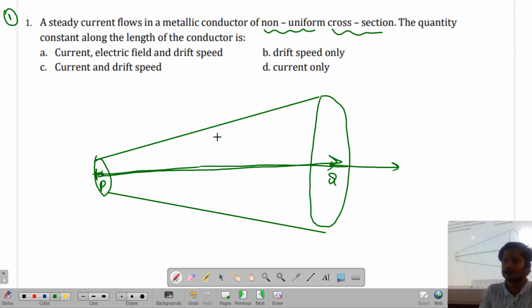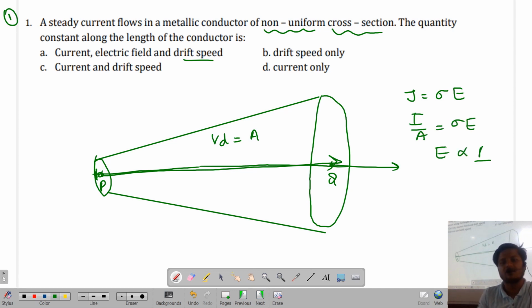First, what is going to change? Drift velocity is dependent upon area, yes or no? I is equal to NEA VD, that means drift velocity is dependent upon area. So drift velocity is not correct, right? Electric field also depends. J is equal to sigma into E, yes or no? So J is I by A, and that is equal to sigma into electric field E. So E depends upon 1 by area also. Electric field also depends upon area.